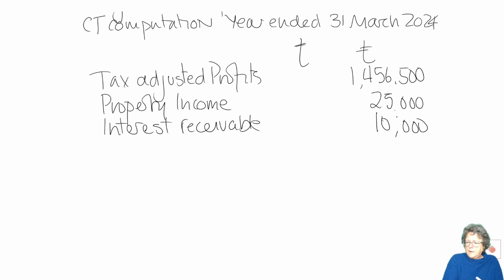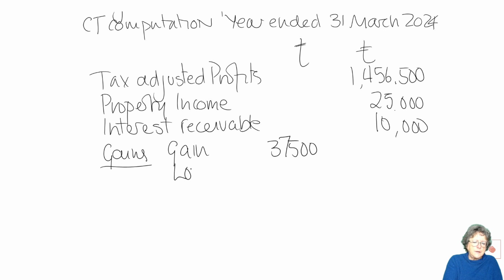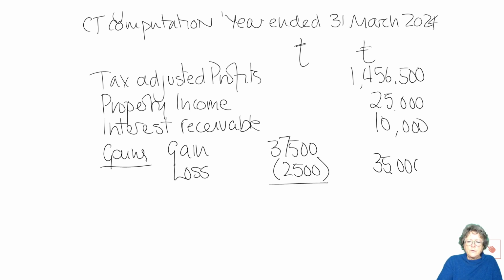And gains. Now, gains are always netted off against each other. Any capital losses are only against capital gains. So we have a gain in the year of 37,500 and a loss in the year of 2,500, which gives us net gains of 35,000. So you can see that we've added them all together, listed them all.